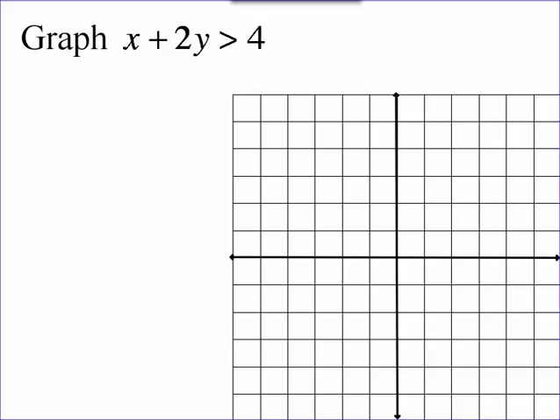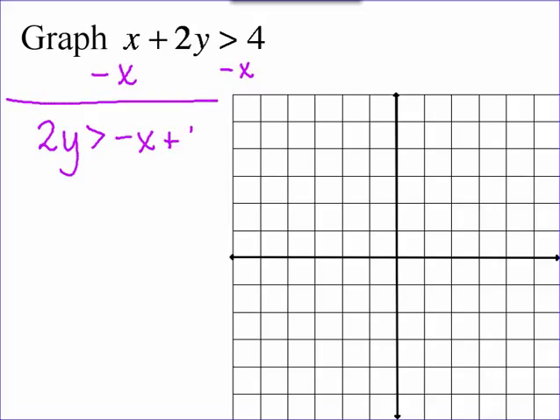In order to solve this, I need to put this in slope-intercept form. And how do you do that? Y equals mx plus b. So the first thing I'm going to do is subtract x. We're not going to graph these using GeoGebra. On your test, you're going to have to graph these by hand. If I subtract x, I've got 2y on the left side is greater than negative x plus 4.